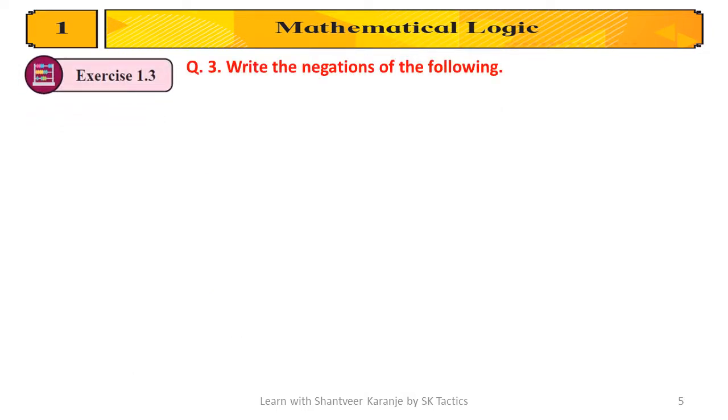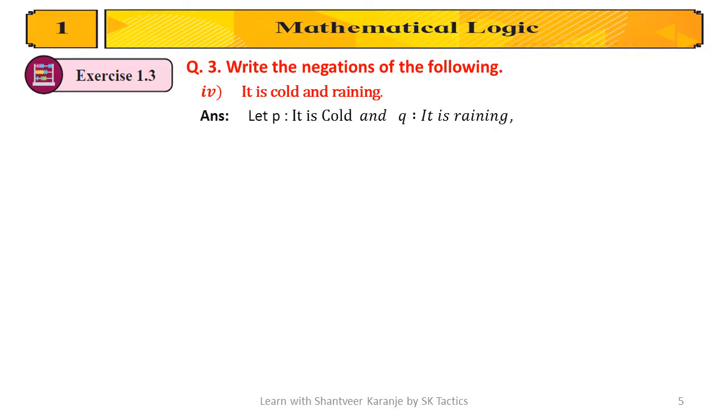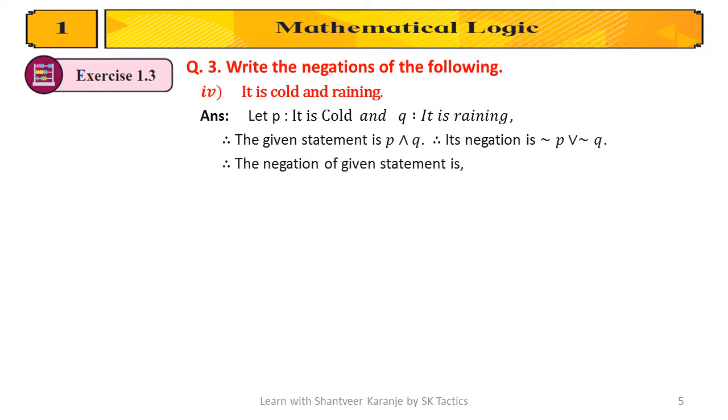The next question of exercise 1.3 is again the same. It's the fourth question. It is cold and raining. So there are two statements. It is cold, it is raining. We assign them as P and Q. The "and" implies conjunction, the statement is in the form of P and Q, and its negation, we know, is negation of P or negation of Q. And in complete statement form, the negation of the given statement is: it is not cold or not raining. Both are with negation sign, and the connective is "or". So it is not cold or not raining.